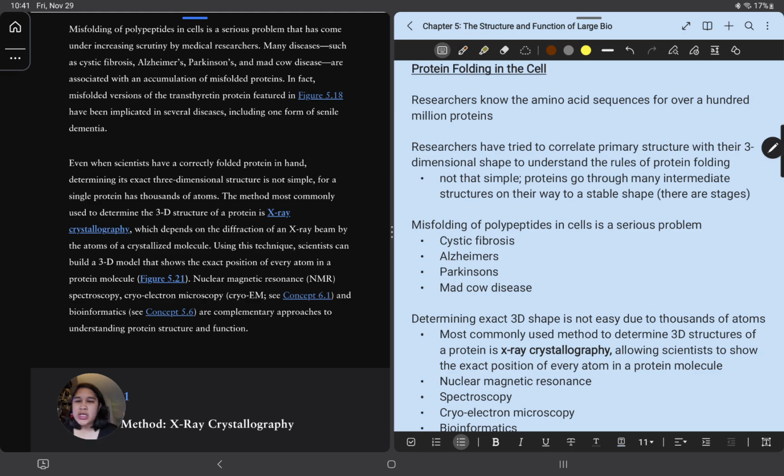Misfolding of polypeptides in cells is a serious problem that has come under increasing scrutiny by medical researchers. Many diseases such as cystic fibrosis, Alzheimer's, Parkinson's, and mad cow disease are associated with the accumulation of misfolded proteins. In fact, misfolded proteins of the transthyretin protein have been implicated in several diseases, including one form of senile dementia.